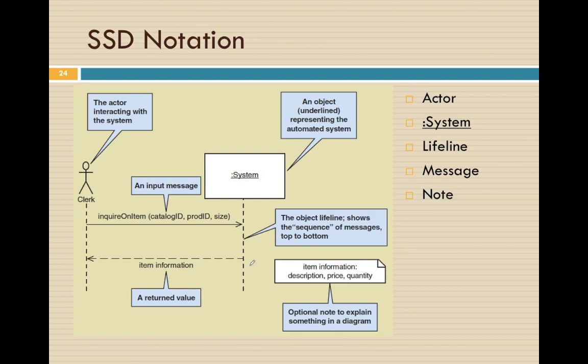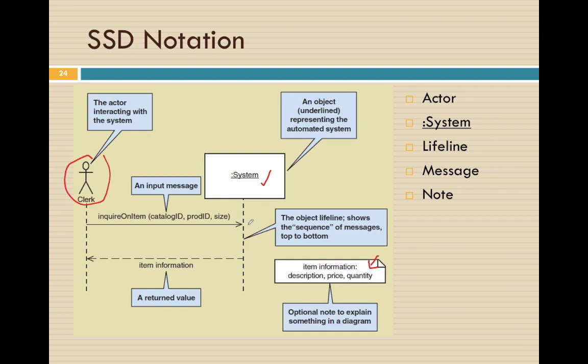These are the notations in a system sequence diagram, the components of SSD, which consist of actor, system, lifeline, message, and note. So here is the actor, and we have the system here. We have the lifeline. And we have the input message and the output message, and we have the note here. The actor is shown interacting with the system. The system is the system itself.